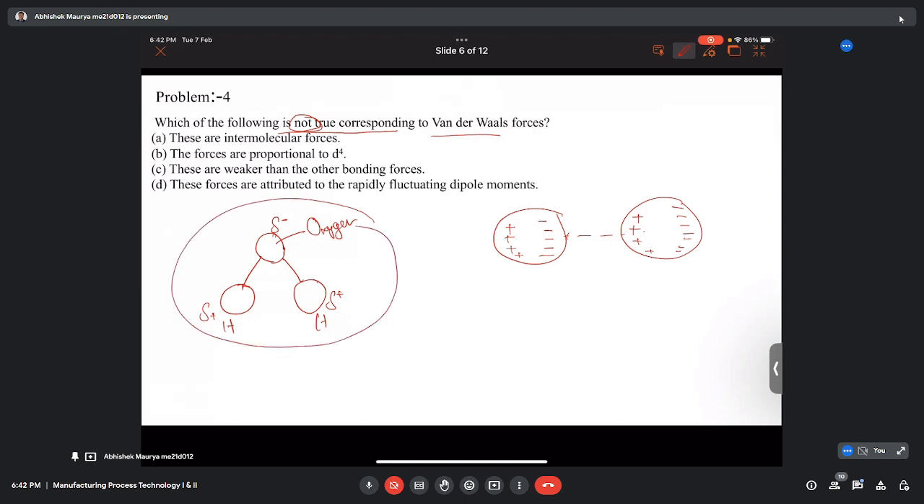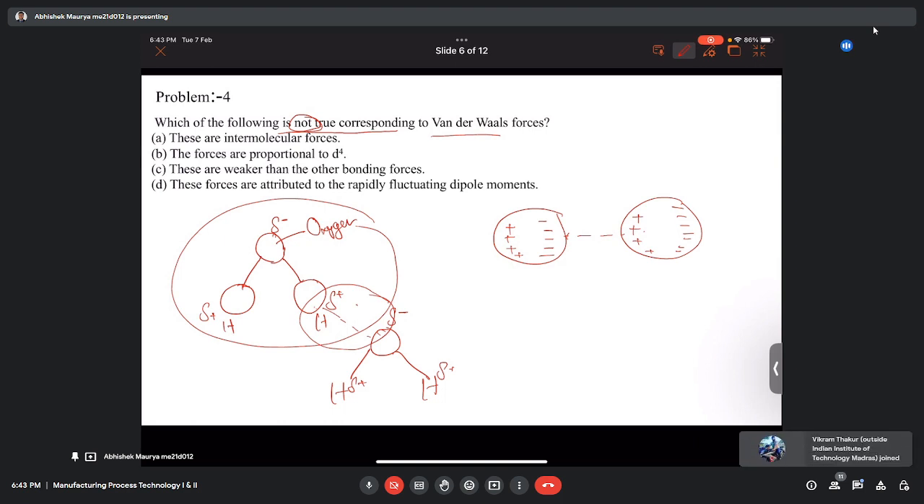Similarly, if we have another H2O molecule in the nearby vicinity, then it will also have a similar kind of configuration. So there is an attraction between this delta positive and delta negative charge. So there is an attraction between hydrogen and oxygen atom, and this kind of interaction is called the van der Waal forces. So now understanding this, let's try to see this problem.